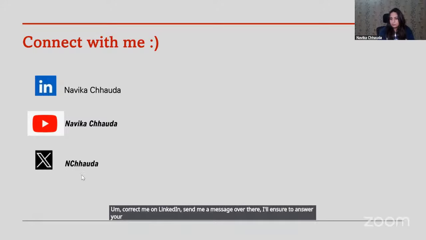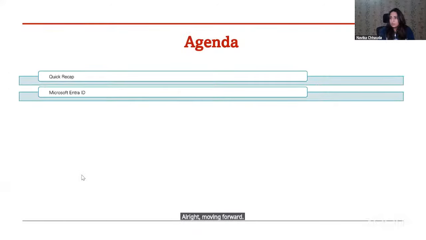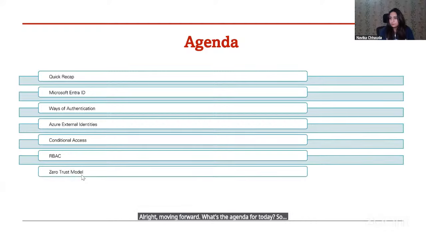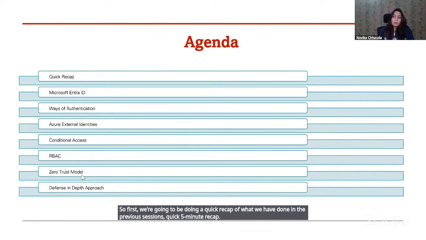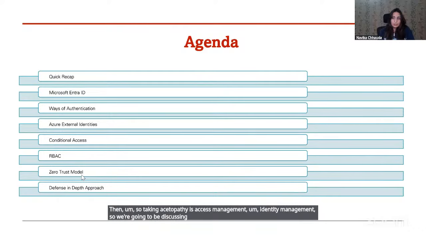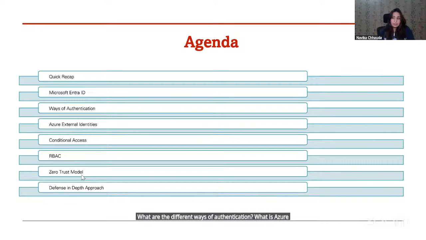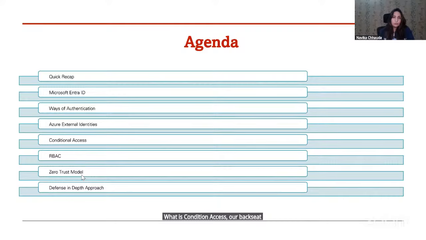All right, great. Moving forward, what's the agenda for today? First, we're going to do a quick five-minute recap of what we have done in the previous sessions. Then, as today's topic is access management and identity management, we're going to discuss Microsoft Entra ID, the different ways of authentication, what Azure External Identities are, and what conditional access, RBAC, the zero trust model, the defense in depth approach, and all of that stuff are.